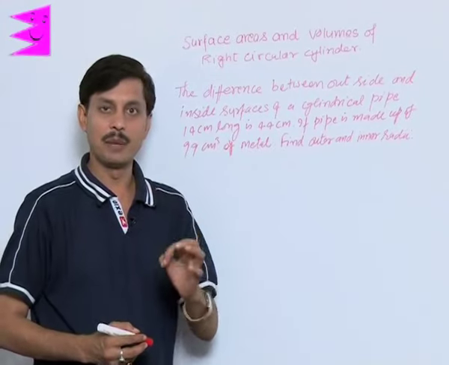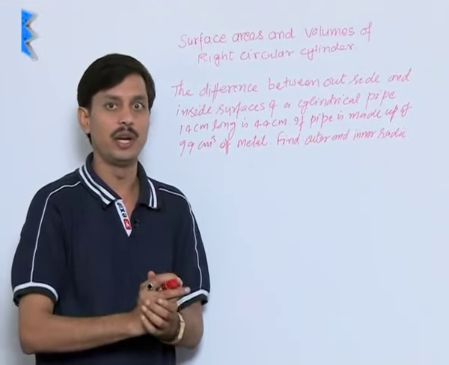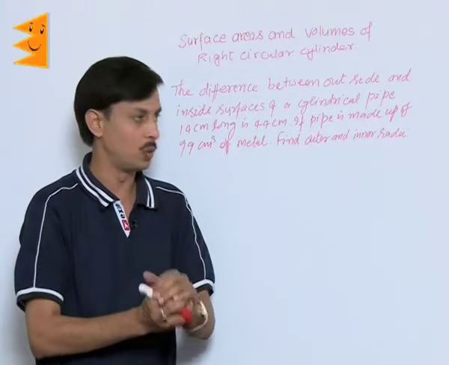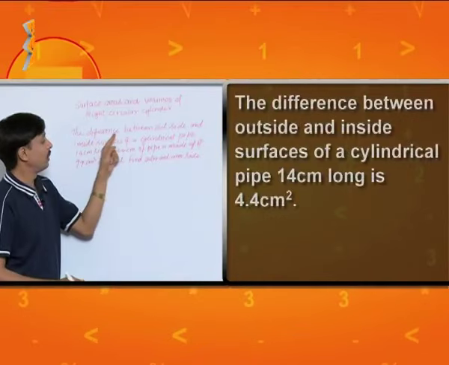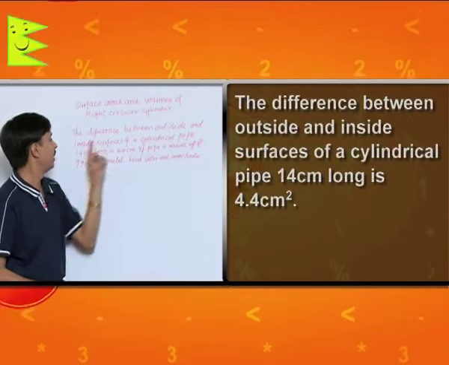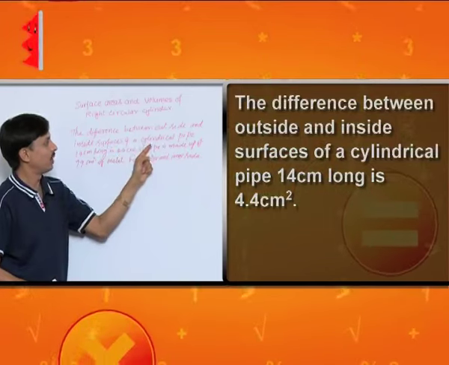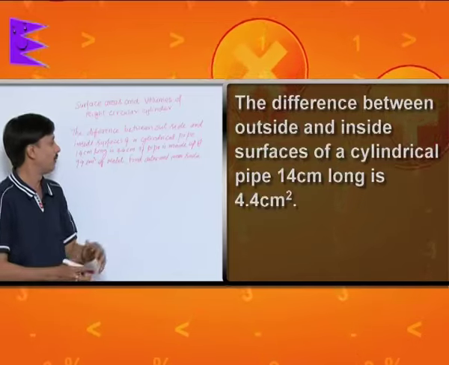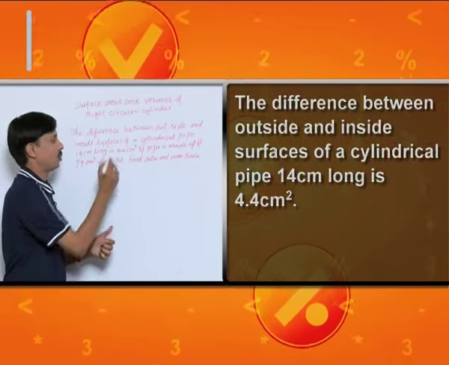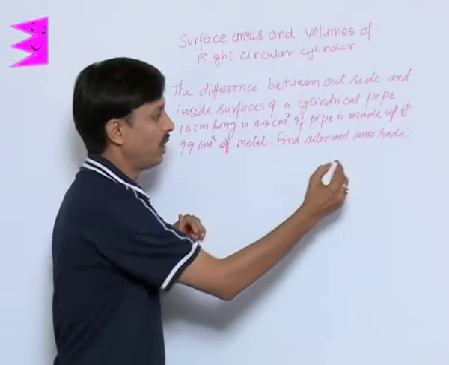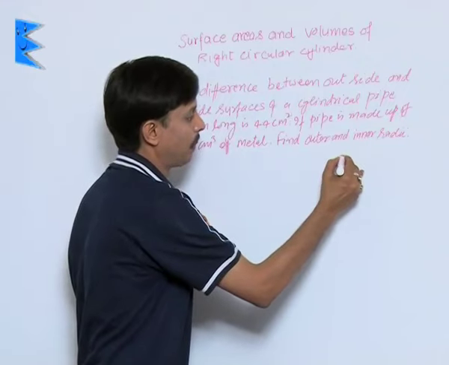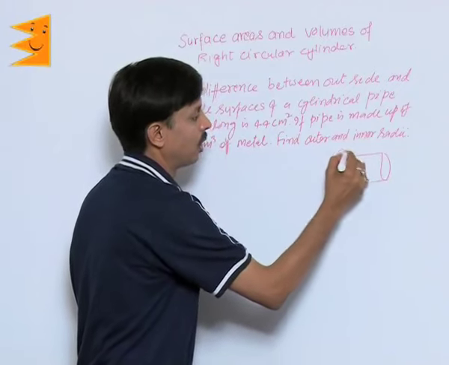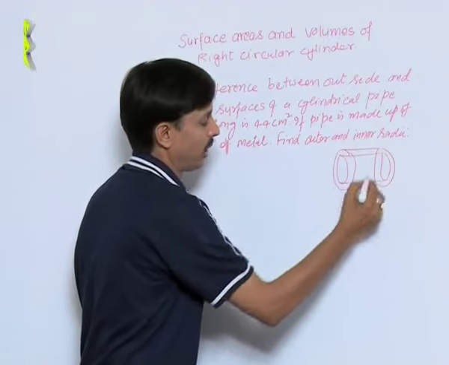Now I am taking an example where there is a hollow cylinder. We will use the concept of the volume of material used. The difference between outside and inside surfaces of a cylindrical pipe 14 centimeter long is 44 centimeter square. Means we have one hollow pipe. I am showing that pipe shape here. It may be of this type as I am showing.